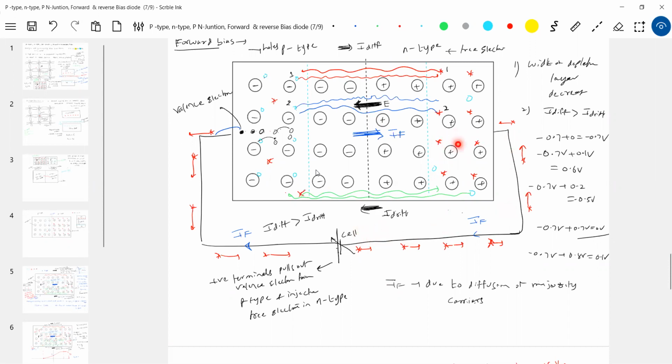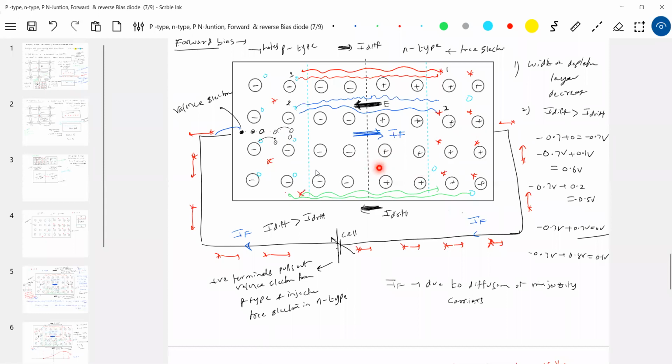The hole will become a minority carrier. So what will happen to it now? It has to move like this. And the electron which is coming here will interact with a hole and it will also be lost. So like that, there is breaking and making up of covalent bond here, breaking and making up of covalent bond here, and here also.